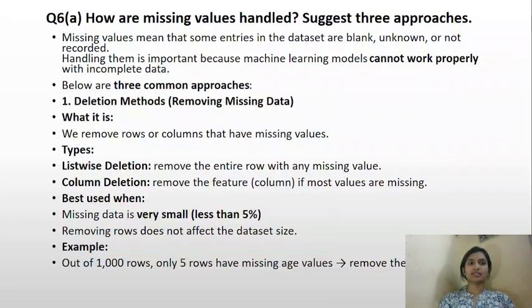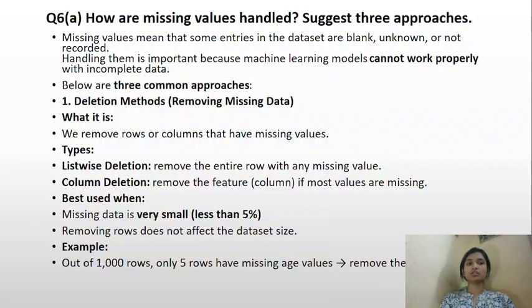So question number 6 is: how are missing values handled? Suggest three approaches. Missing values mean that some entries in the dataset are blank, unknown, or not recorded. Handling them is important because machine learning models cannot work properly with incomplete data. Below are three common approaches.